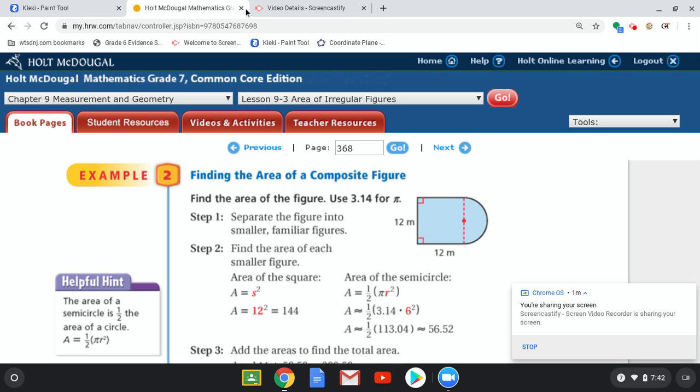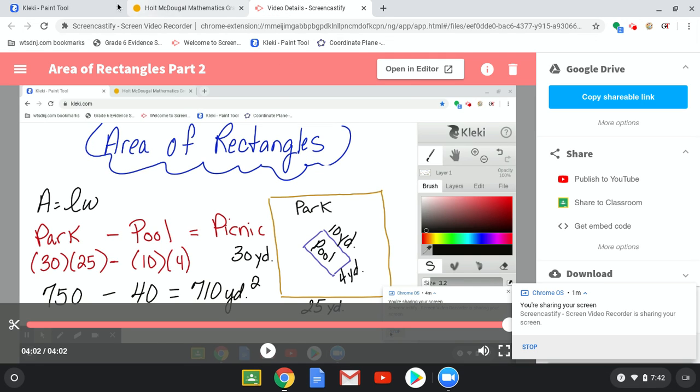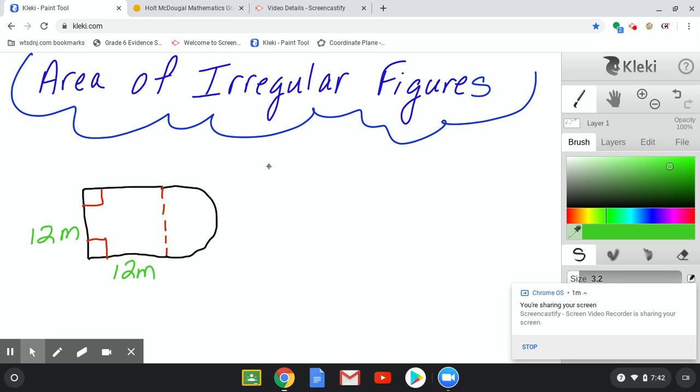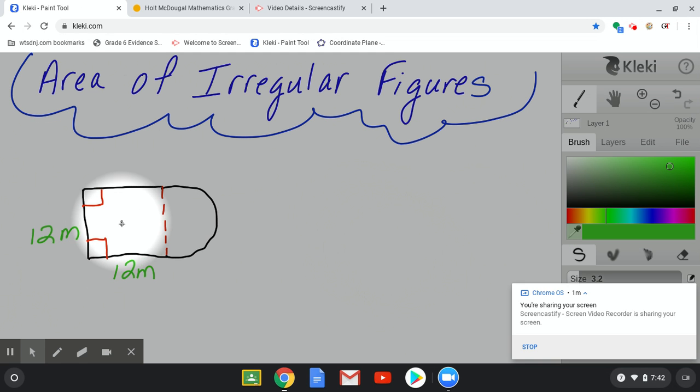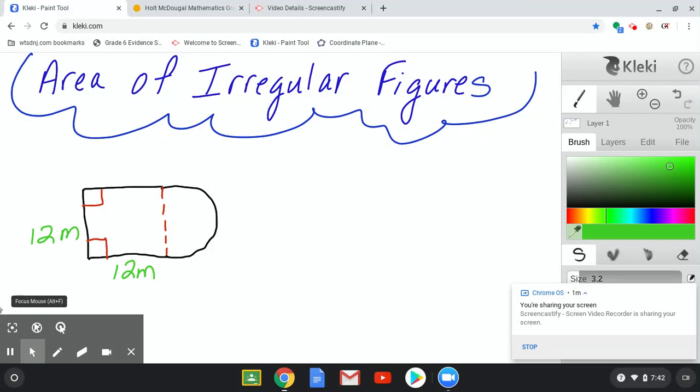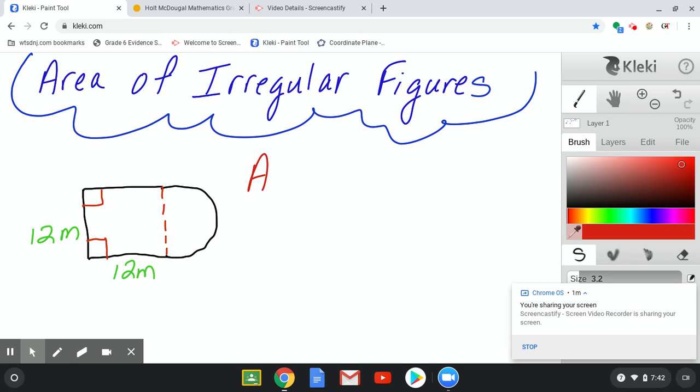So I am going to go back to my drawing, which is right here. It's pretty sad looking, but it's the best I could do. All right, so we broke this up into 2 figures. I have my square here and I have my half a circle here. The first thing I'm going to do, I always write my formulas out, so I have them there to then plug in underneath. So the formula for a square or a rectangle is area equals length times width.